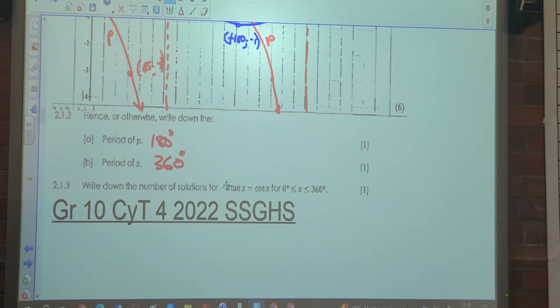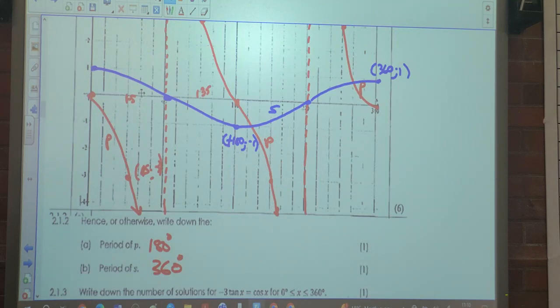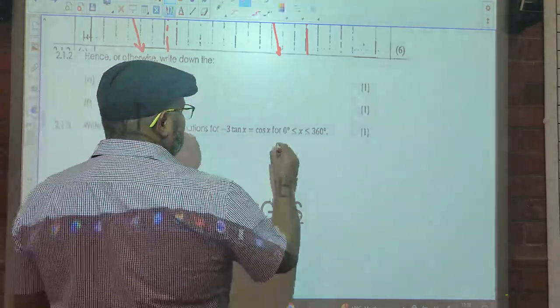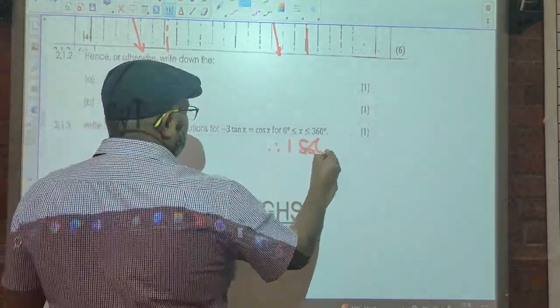Points of intersection. So the solutions is where the graphs actually intersect. Okay. And how many points of intersection are there? There's only one. Can you see that? Yes. So how many solutions are there? One solution. Therefore one solution.